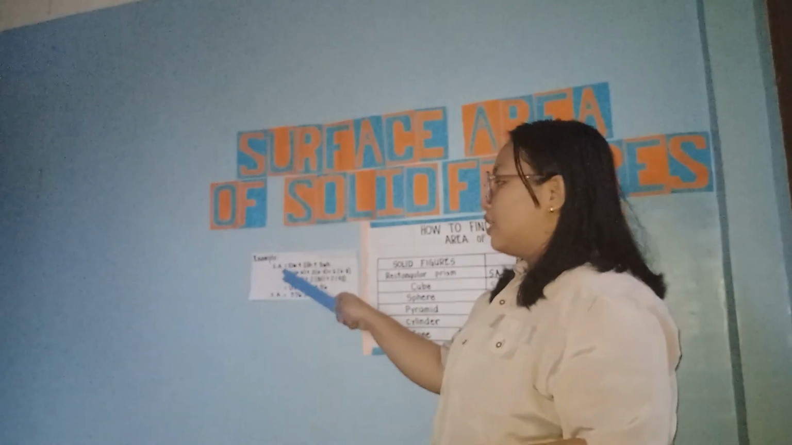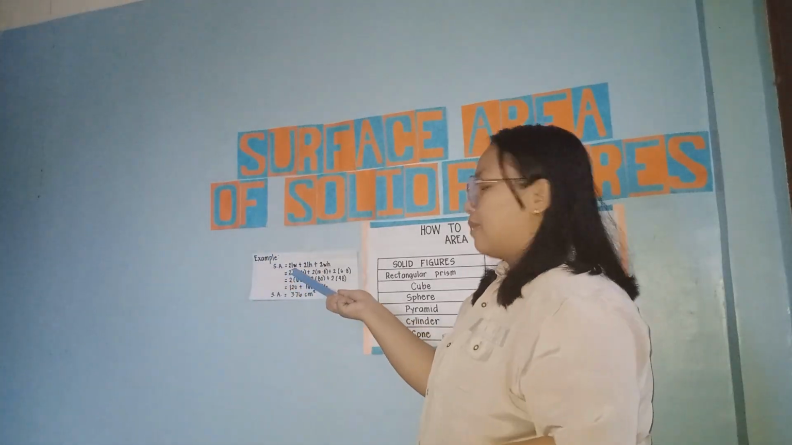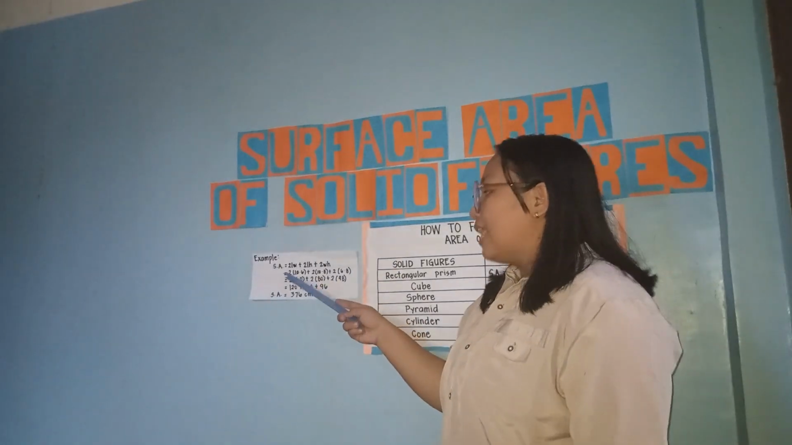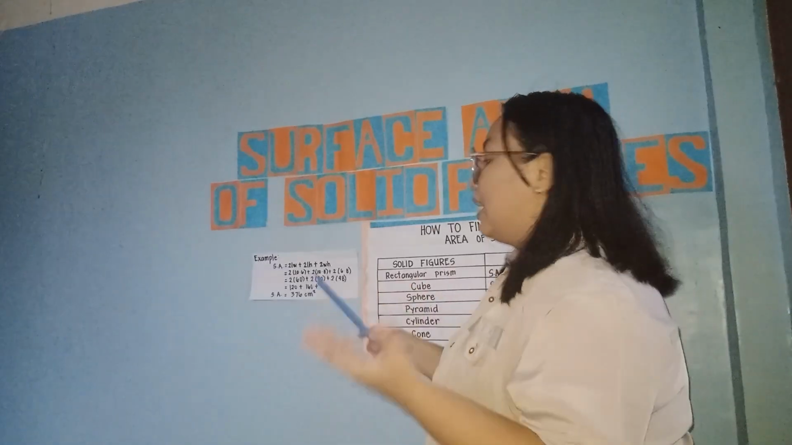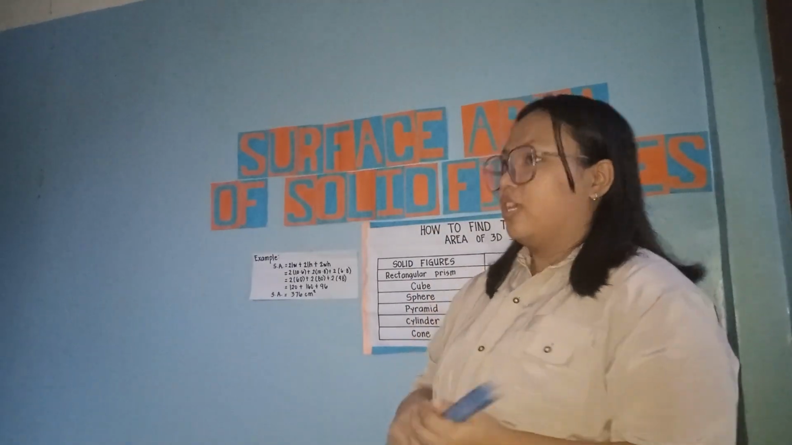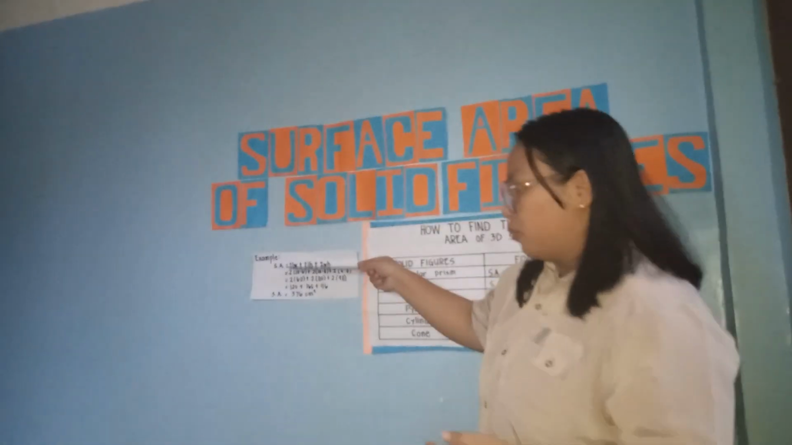Surface area is equal to 2 times length times width plus 2 times length times height plus 2 times width times height. Now, for our given, we have 10 centimeters for the length. The width is 6 centimeters, while the height is 8 centimeters. Since we have the given, you'll just substitute with this. L stands for the length, W stands for the width, then H stands for height.